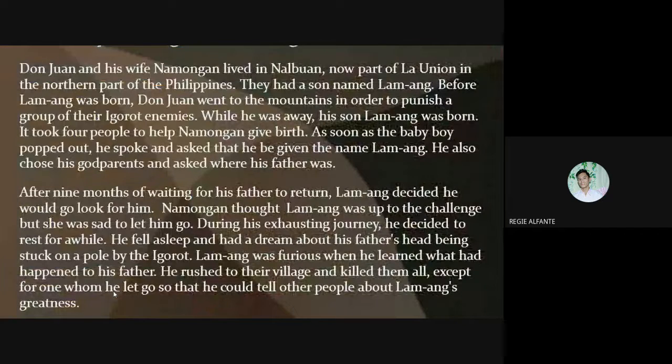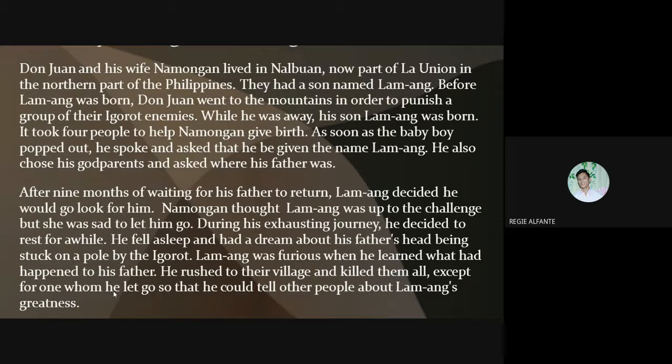So the story is about Lamang, the heroic journey of Lamang. The story started when Don Juan and his wife Namongan lived in Nalbuan, now part of La Union in the northern part of the Philippines. They had a son named Lamang.